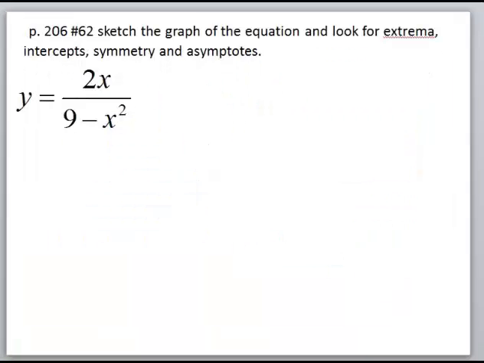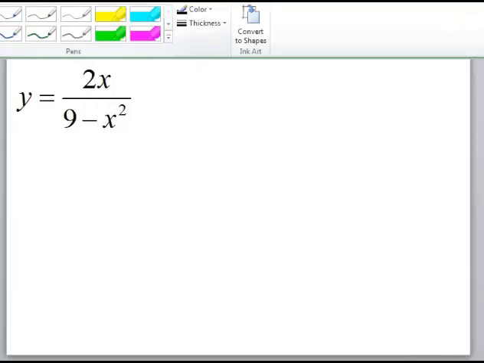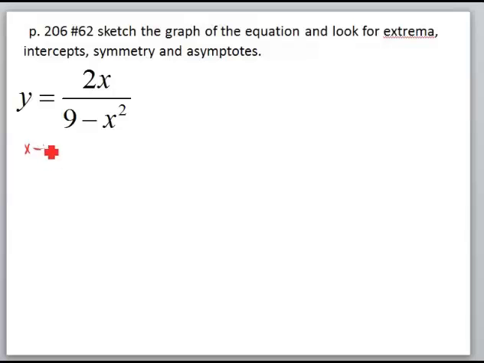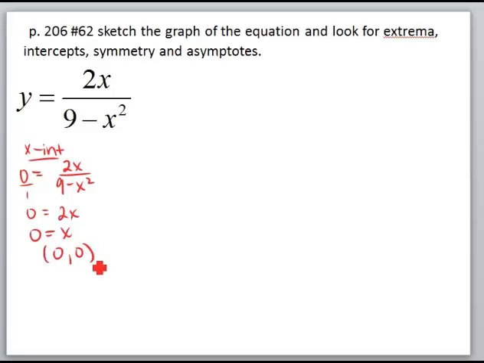I'm going to take you through a few more of these examples, so I'll move as quickly as I can. We're going to go ahead and find the x-intercept. Remember, that's where y equals 0. When we cross multiply and solve that, we end up getting x is 0. So that means the point is 0, 0. I'm not going to go ahead and find the y-intercept because I know the y-intercept is also going to be 0, 0. So we just have one intercept and it would be 0, 0.